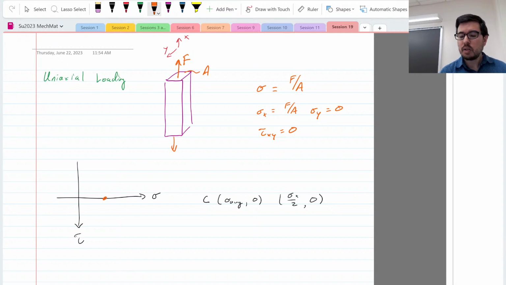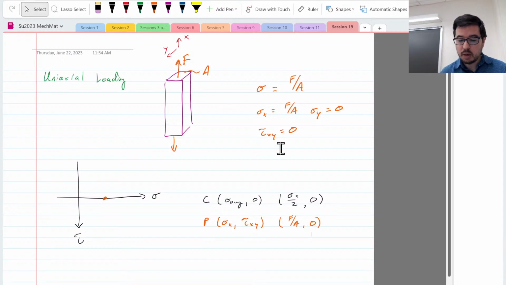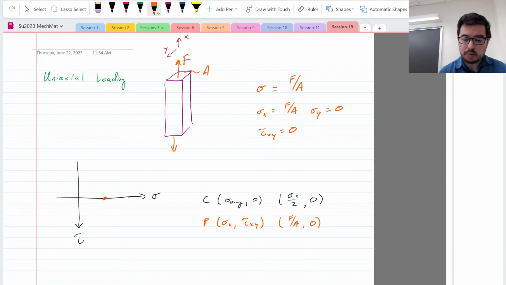Where is the sigma x going to be? Well, I'm going to plot that, right? We say the point P is going to be sigma x, tau xy. Well, this is just sigma x, or the F over A, if we want, however we want to do it, comma 0, because the tau xy is 0. We said that already. So that puts us out here.